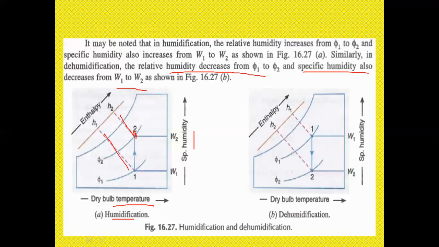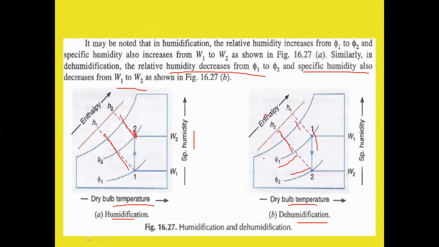At the same time, for the dehumidification process, for a dry bulb temperature and specific humidity at W1 and W2, the value is going down, meaning we are removing the moisture from the air. So phi1, phi2 values, and H1, H2 is the enthalpy. So we are getting the value in this process for the dehumidification process.